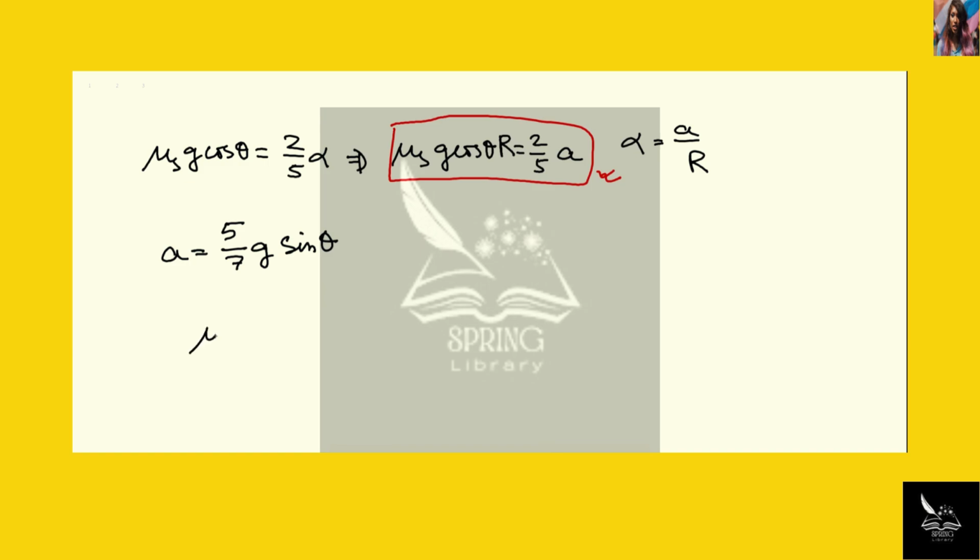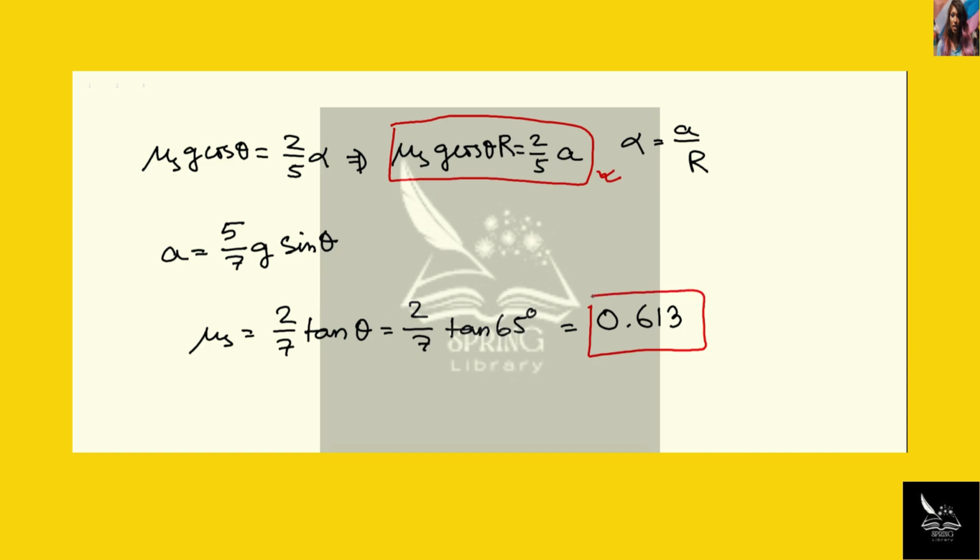So mu s will be 2 over 7 tan theta, which is equal to 2 over 7 tan 65 degrees, which is 0.613. So that's the coefficient of friction when the ball is a solid sphere.